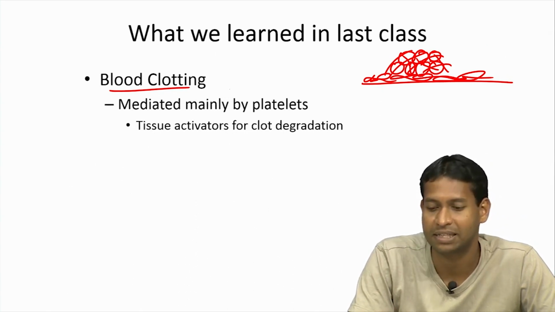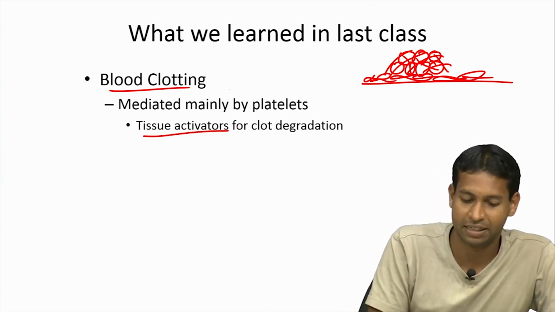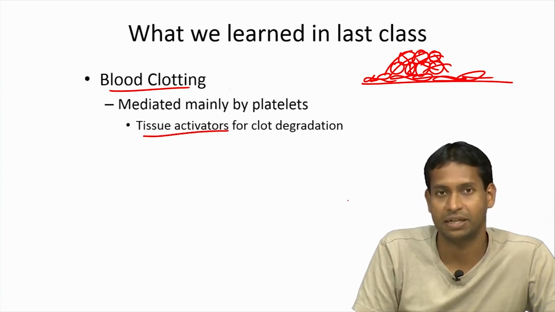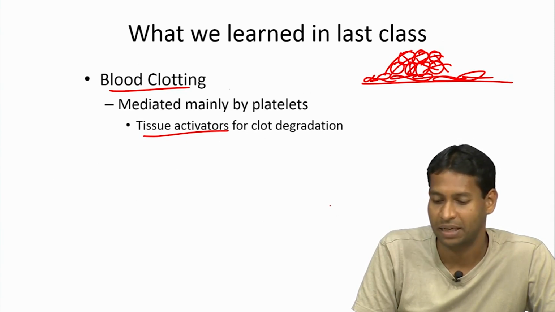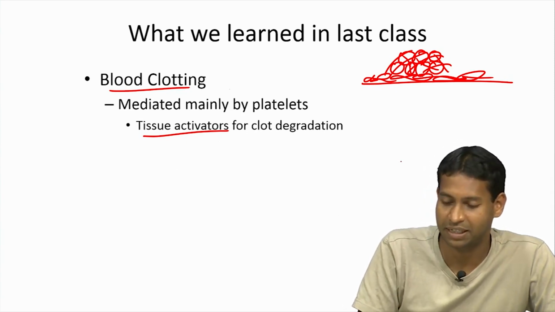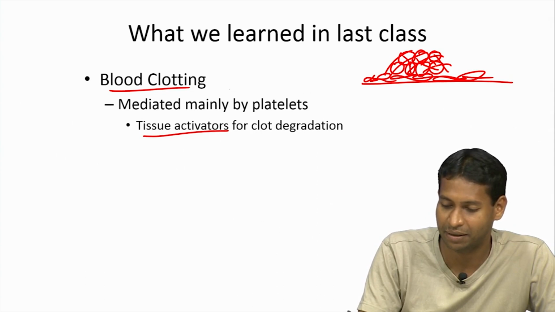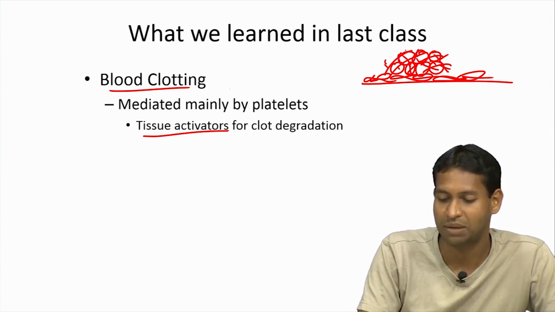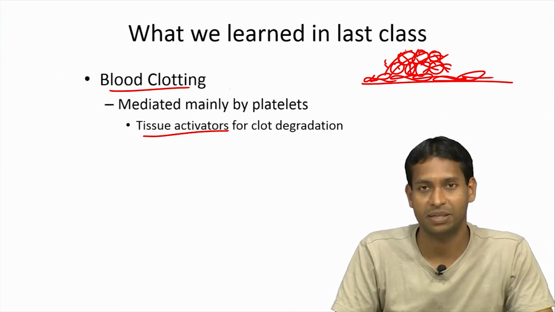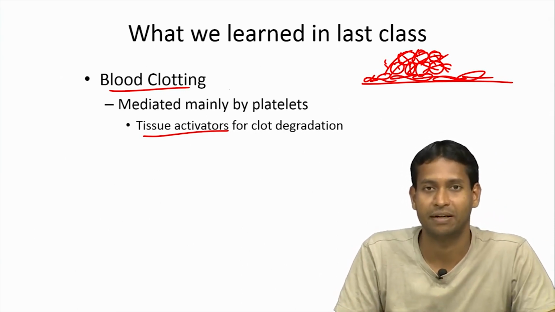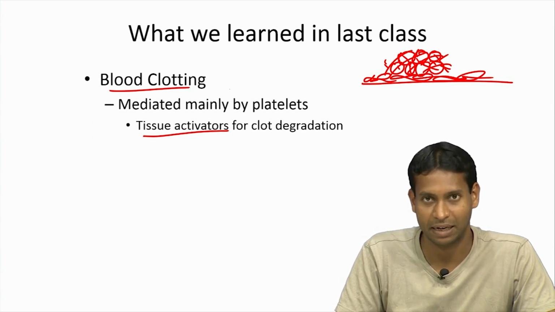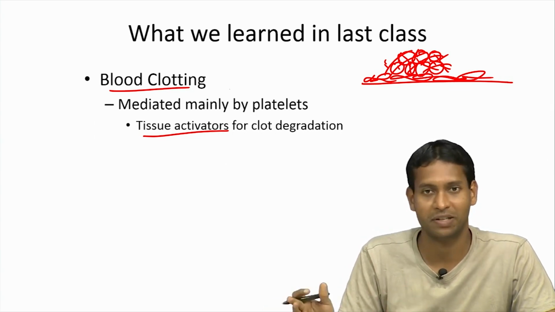by the endothelial cells, and the way this happens is there are tissue activators that initiate this clot degradation, and some of these tissue activators start cleaving this fibrin polymer that is here. That causes removal of this obstruction once the healing has happened, and then the normal blood vessel can regenerate.